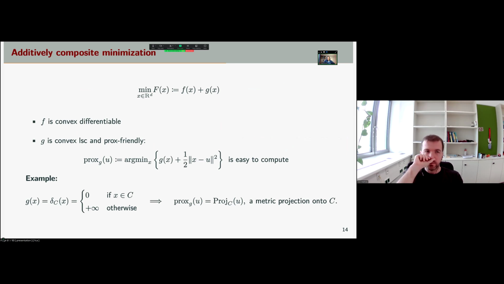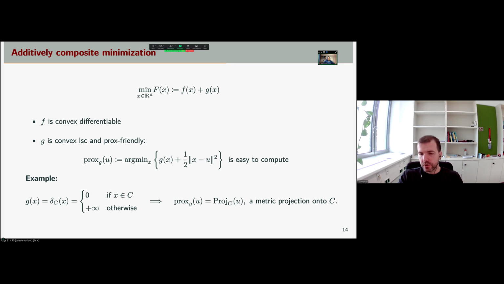Finally, let's talk about composite minimization. So now we have a sum of 2 functions, f and g. f is the same as before, convex and differentiable, and g is convex, lower semi-continuous and prox-friendly. By prox-friendly, it means that this operator, prox of g plus some regularizer, is easy to compute. For many practical problems, we have an explicit form for computing this prox. For instance, if our function g is an indicator function, 0 when x belongs to a closed convex set, and plus infinity otherwise, then this prox becomes just a projection.